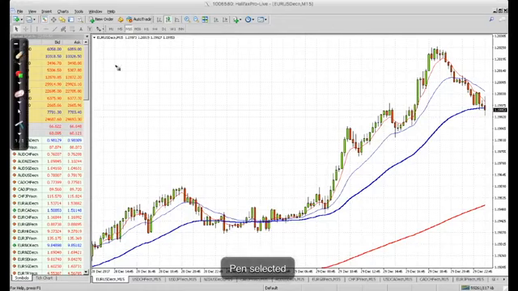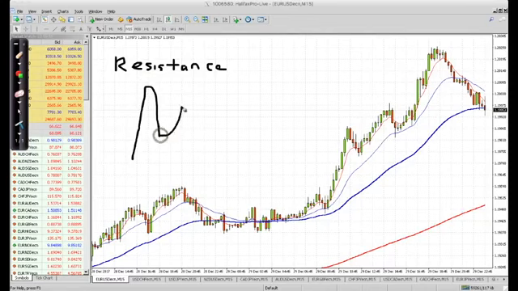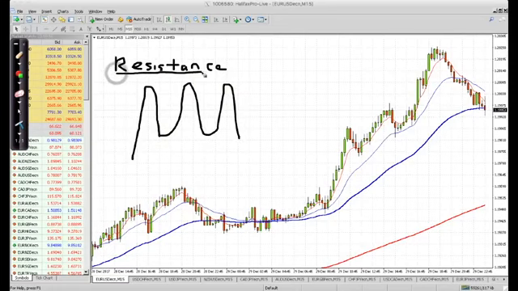So for example, a resistance level, let me write down resistance level, is a price level where the price tends to move up, and when it reaches a level, it tends to stop and reverse back down. Goes up, reaches a certain level, goes back down. That is known as a resistance level, or like a ceiling.